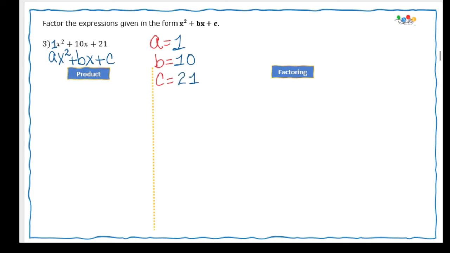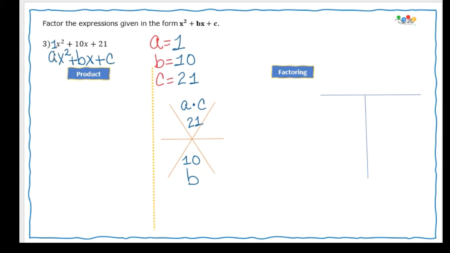So the next thing that I want to do is we are going to use the X method. Let's see if you remember how we do that one. That's the one where I need to draw an X. So let's do it. How do I decide the number that goes on the upper section? Yes, you're right. It's going to be the answer for a times c, which of course will be 21. On the opposite side, anybody remembers? Yes, you're right. It's b, which of course is 10.